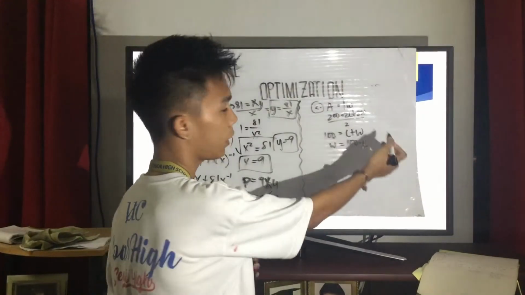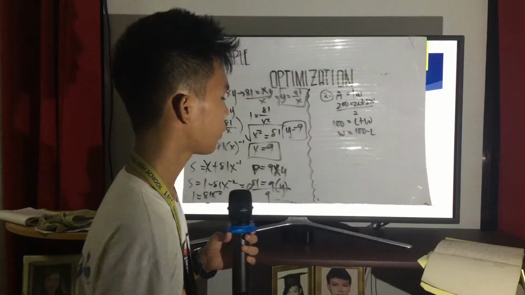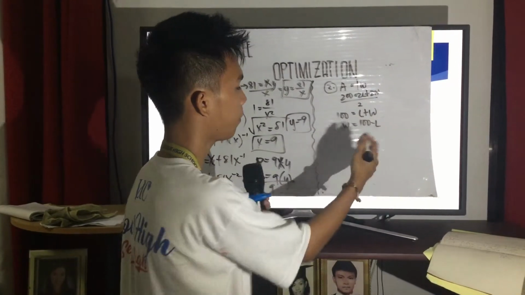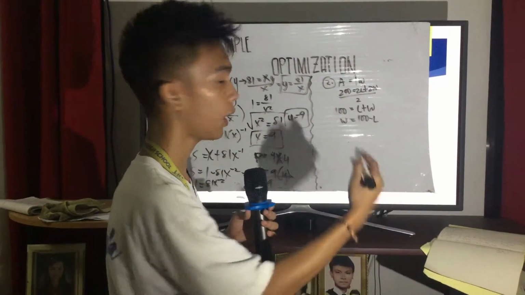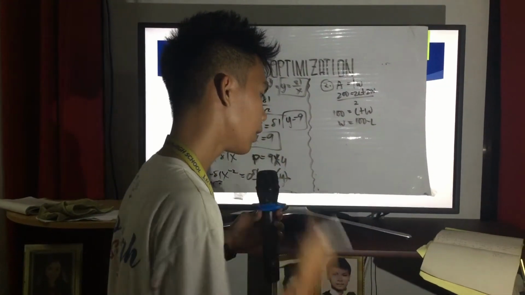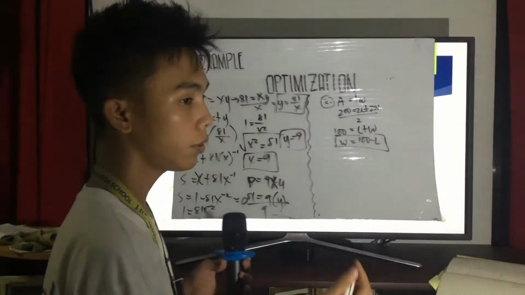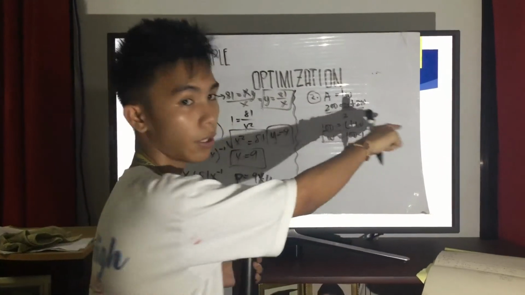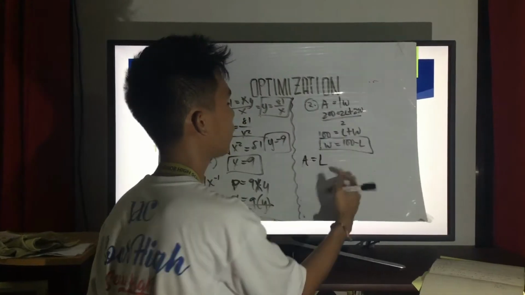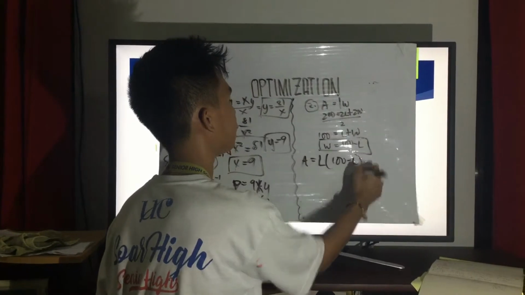From here, we can get the value of W. We will divide this equation by 2. So 100 is equal to L plus W. We can get the value of W by transposing it to another side. So W is equal to 100 minus L. From here, we will substitute the value of W into the formula of a rectangle. So A is equal to L, the length, times the value of W, which is 100 minus L.